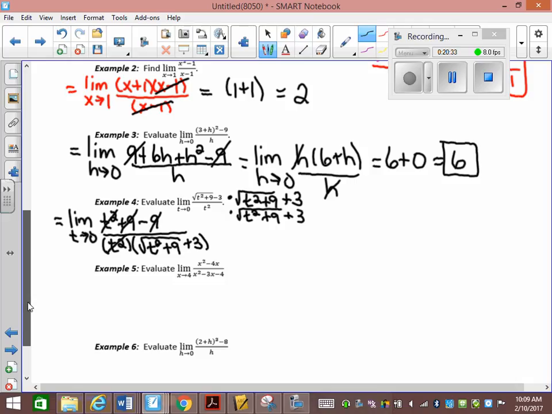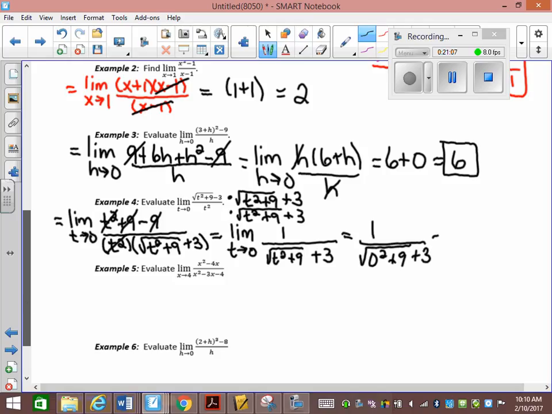The common error here is people do not leave a 1 in the numerator. When you cancel things off, you're left with 1s and 1s and 1s, right? So you actually are left with a 1 in the numerator. So you're left with the limit as t goes to 0 of 1 over square root t squared plus 9 plus 3. And then you can now substitute in. So you get 1 over the square root of 0 squared plus 9 plus 3, which is 1 over the square root of 9, which is 3, plus 3. So it's 1/6.